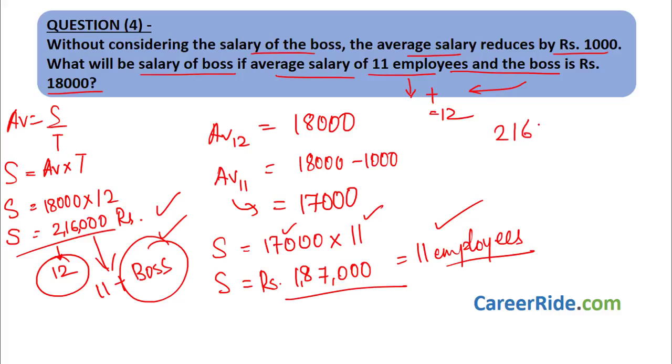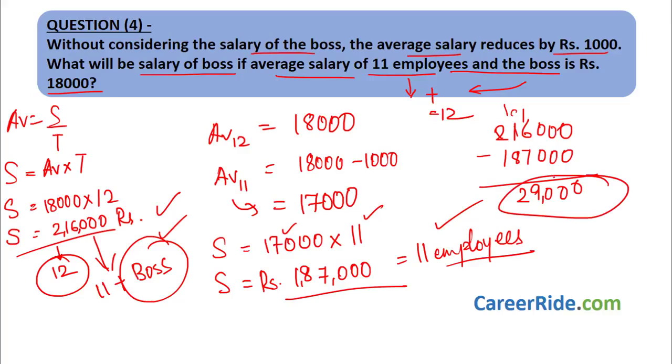So 2,16,000 minus 1,87,000 would give us the salary of the boss. 16 minus 7 is 9, 0, 10 minus 8 is 2, so 29,000 is the salary of the boss, right?